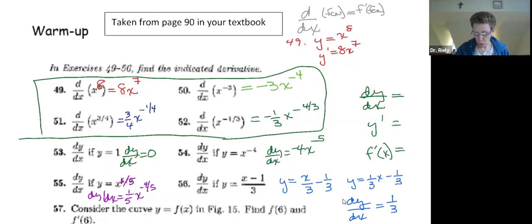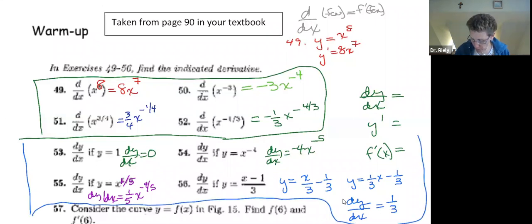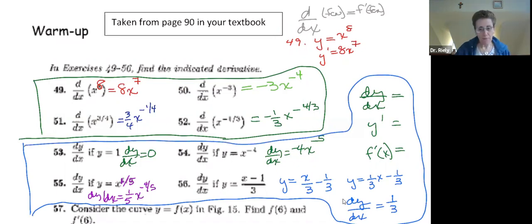Okay, so you have two different notations. One is Leibniz, dy/dx, which is in the same category as y prime and f prime of x. Okay, so I hope that was clear.